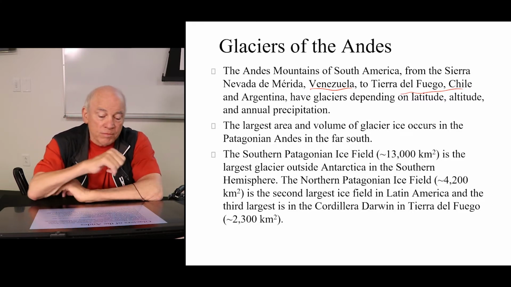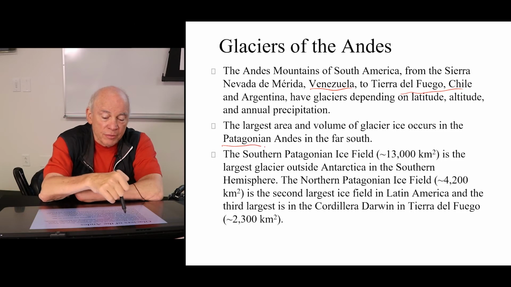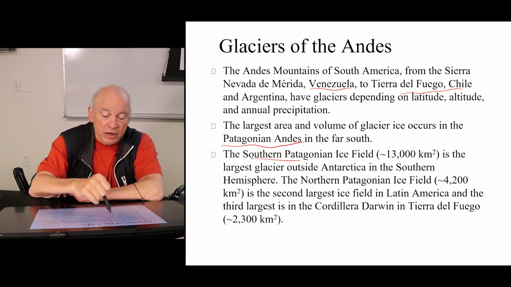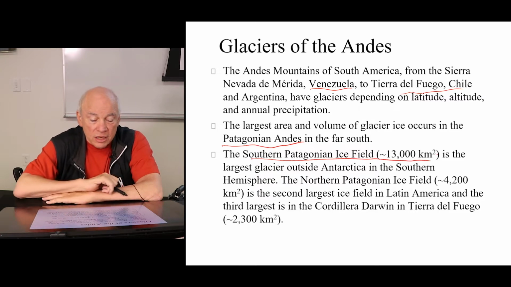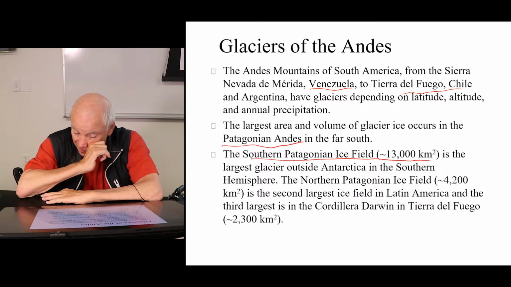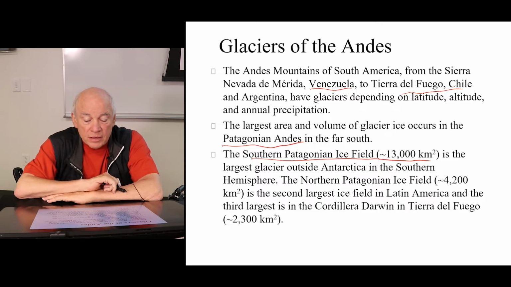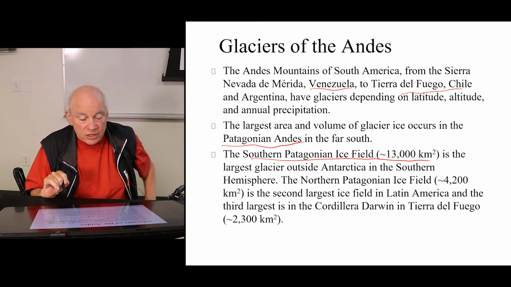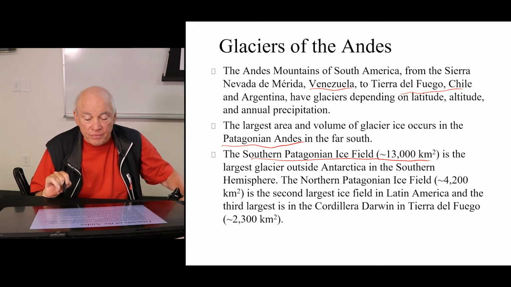And we'll talk about the largest of these, which are in the Patagonian Andes in the far south, at the end of this lecture. The Southern Patagonian Ice Field is the largest glacial field outside of Antarctica in the southern hemisphere. And the Northern Patagonian Ice Field is the second largest in Latin America.